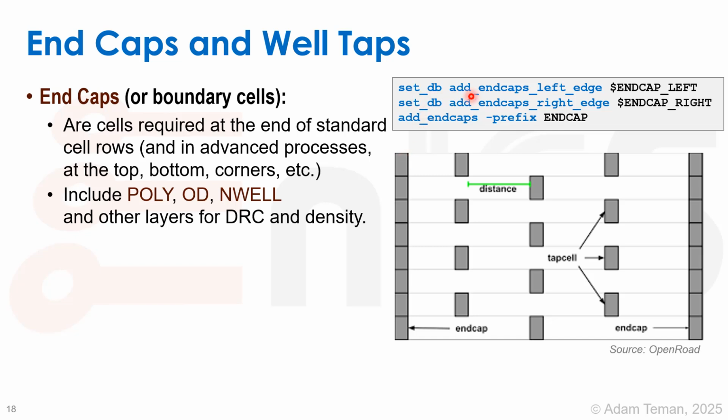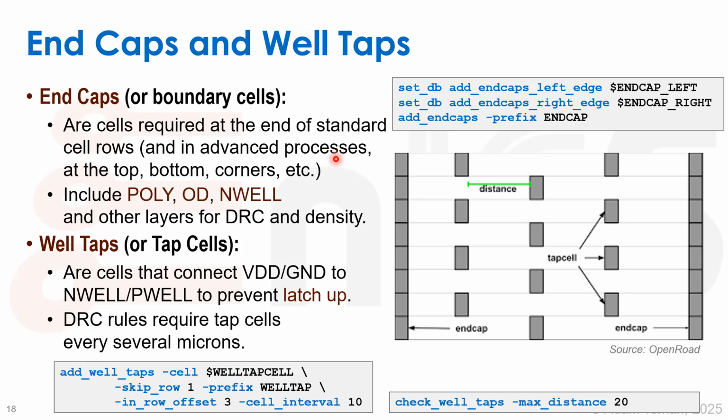So we'll do something like setDB, add end caps left edge and right edge, and we say which cell that's going to be, and we're going to then run the add end caps command with the prefix, and so all of these cells are going to have the name end cap, so it will be easy to tell them when we look at what this thing is. Okay, so those are end caps, and again, they're defined by the technology for all kinds of different reasons.